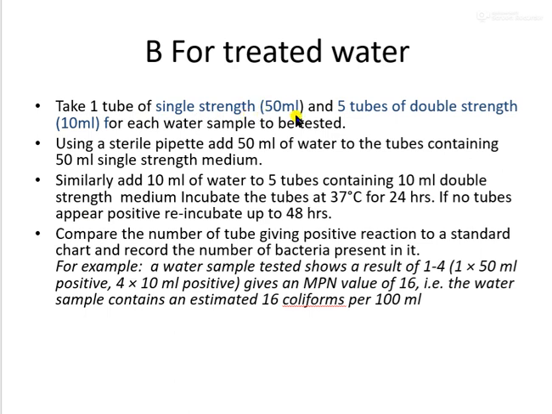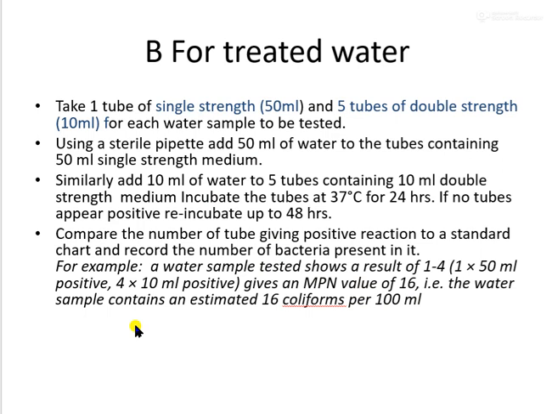of single strength 50 ml and 5 tubes of double strength 10 ml for each water that has been sampled, and using a sterile pipette add 50 ml of water to the tube containing 50 ml single strength media and add 10 ml of water to 5 tubes containing 10 ml double strength media and incubate at 37 degrees centigrade for 24 hours, and the process continues. And of course the MPN chart which you use here also would be different.